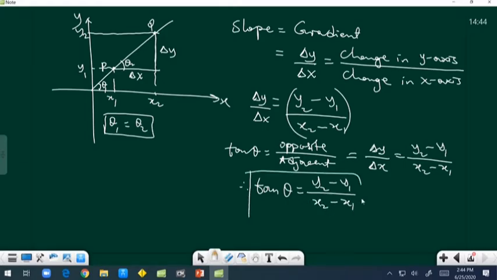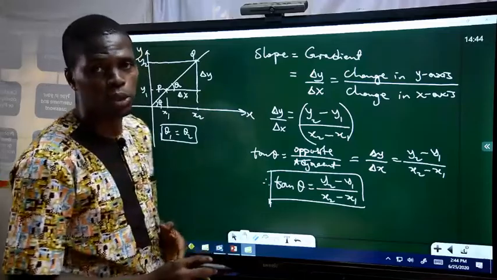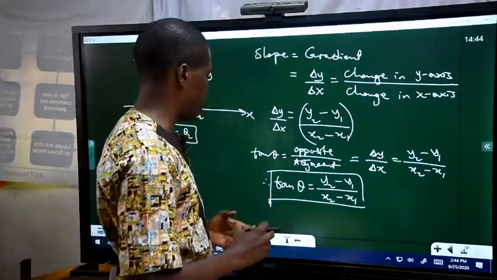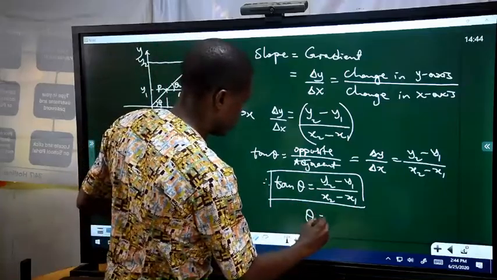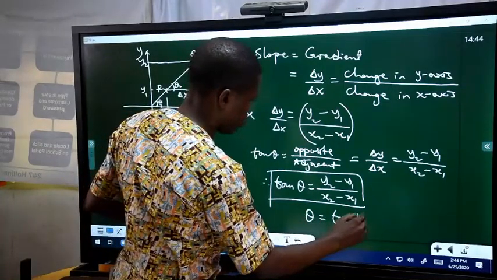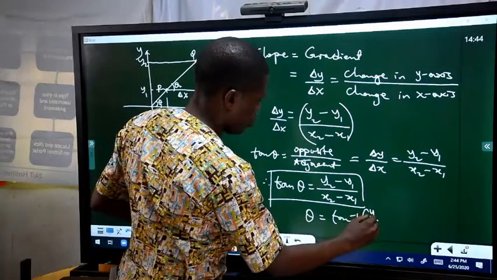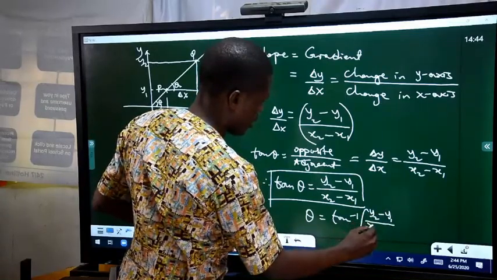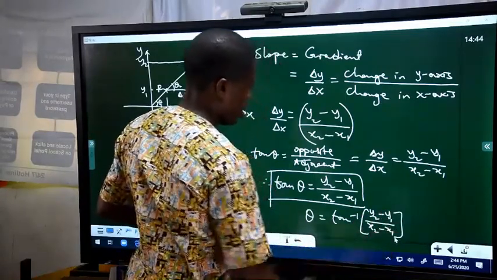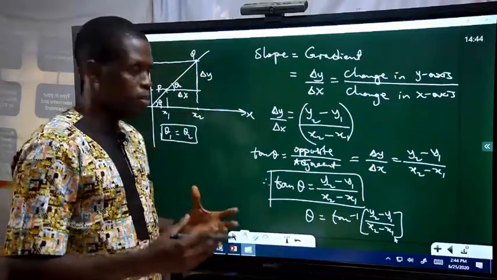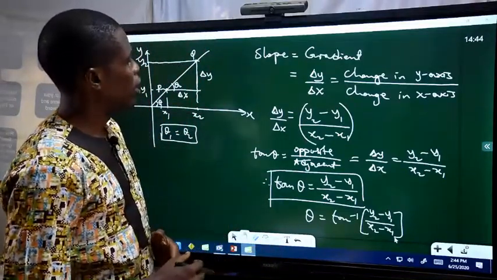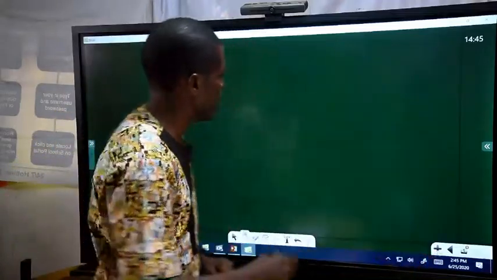Okay, so this formula we use to find the angle the line makes with the horizontal axis. We can find the angle by saying theta equals tan inverse of y2 minus y1 divided by x2 minus x1. So we can look at an example to see how it is applied in solving such problems. So let's see this example.